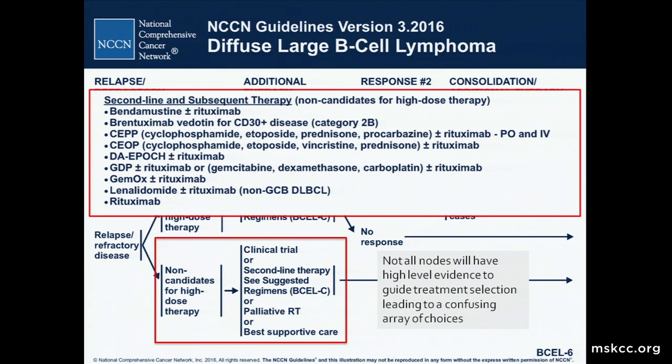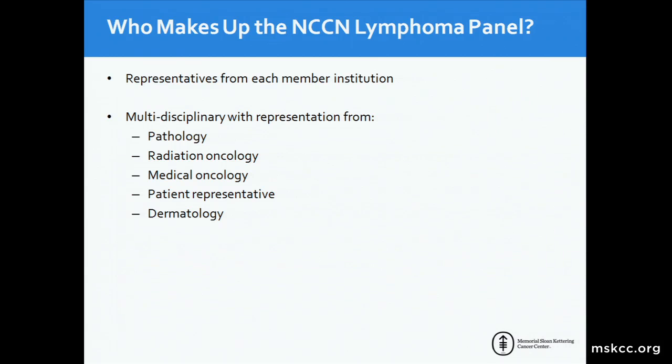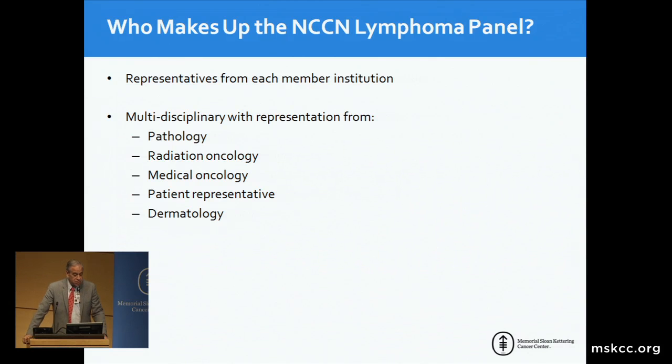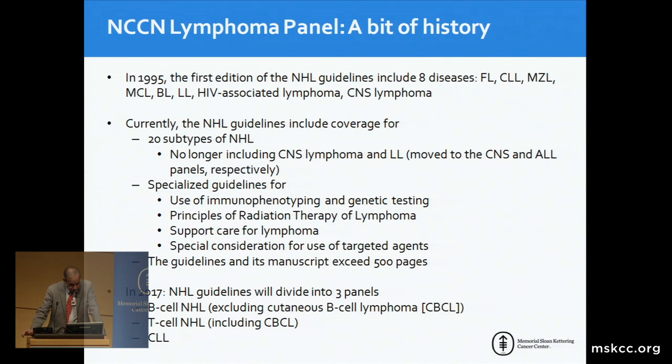That's one of the criticisms of the NCCN guidelines, and in the part later in the talk, when I talk about the future, I'm going to try to address how we're going to somewhat clean this up. So who makes up the NCCN Lymphoma Panel? Well, we have representatives from each member institution. We also have representatives from pathology, radiation oncology, medical oncology, a patient representative, and importantly, dermatology, because a number of our diseases have important dermatologic features.